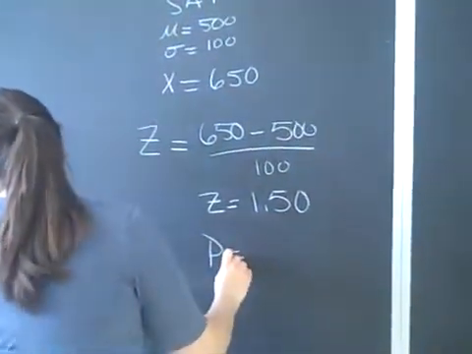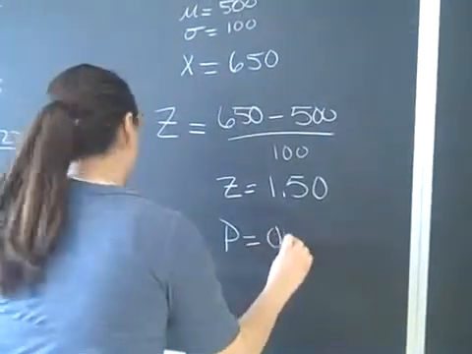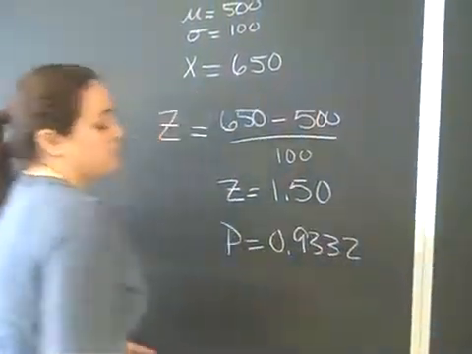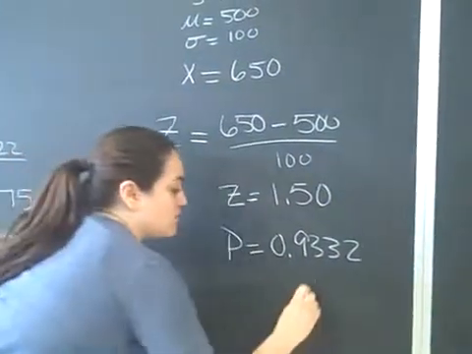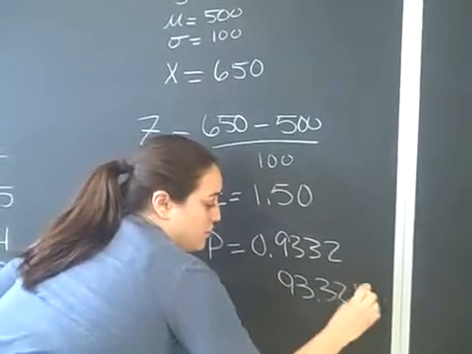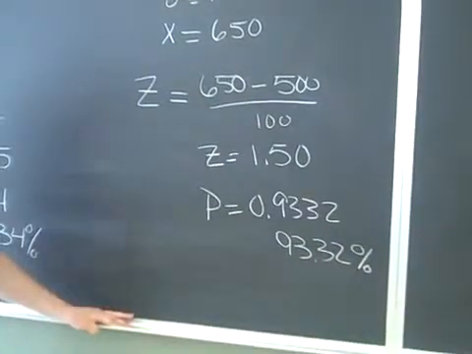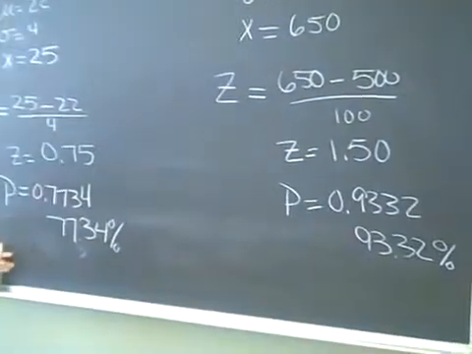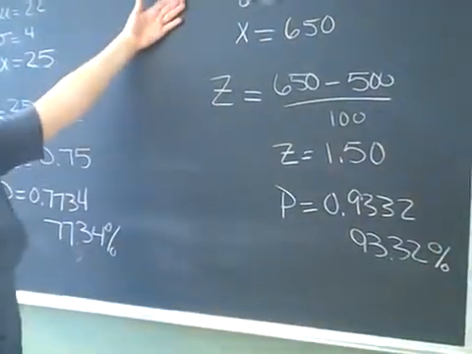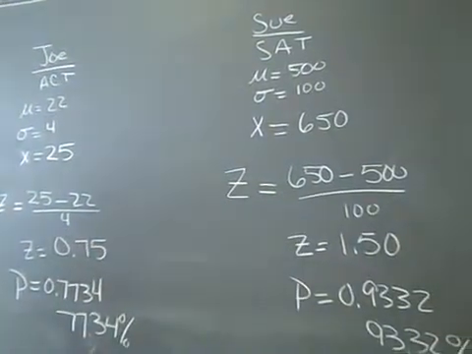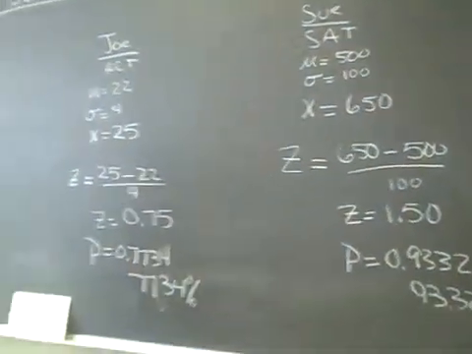So when we match these up, this is the p-value that we get. She had a p-value of 0.9332. In other words, she scored better than 93.32% of people. So we can compare Sue and Joe, even though they are not the same scales, and determine that Sue did way better than Joe did.